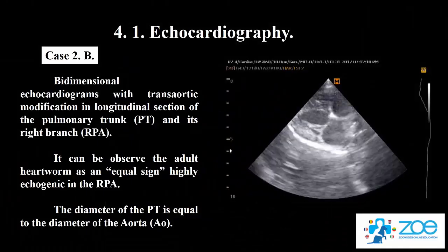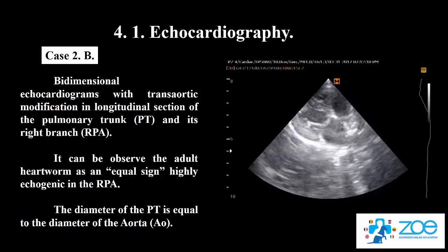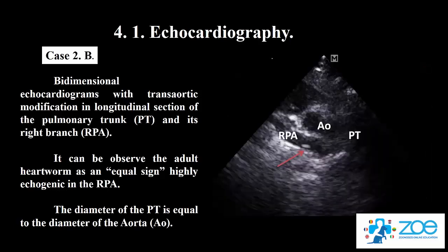Bidimensional echocardiograms with transaortic modification in longitudinal section of the pulmonary trunk and its right branch. The adult heartworm can be observed as a highly echogenic equal sign in the RPA. The diameter of the PT is equal to the diameter of the aorta.